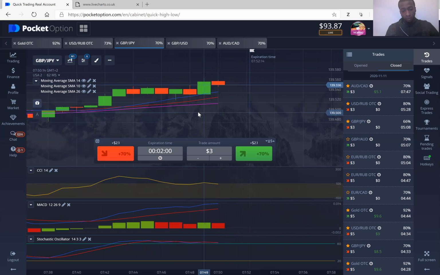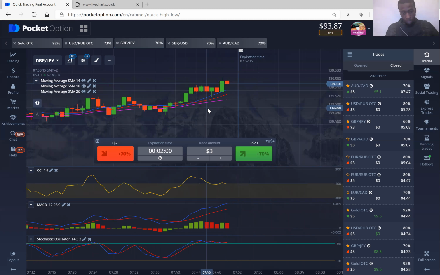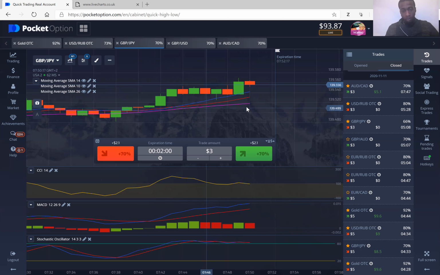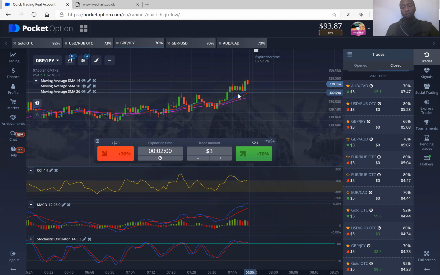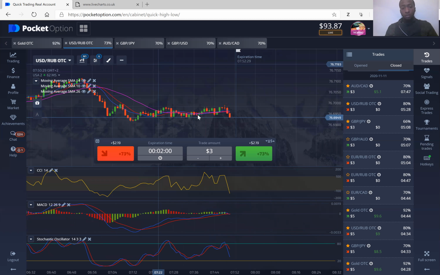But right now, it's not a clear cross to me. They're right aligned, right aligned. So nah, I'm not gonna take that. USD root. Nah.